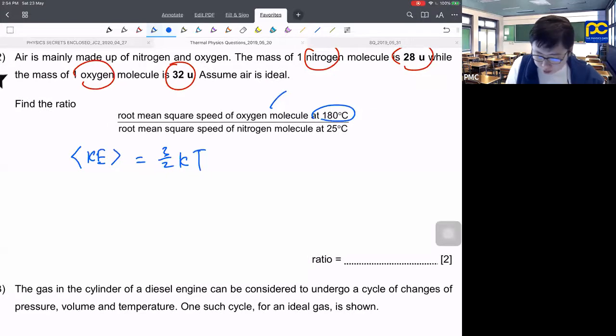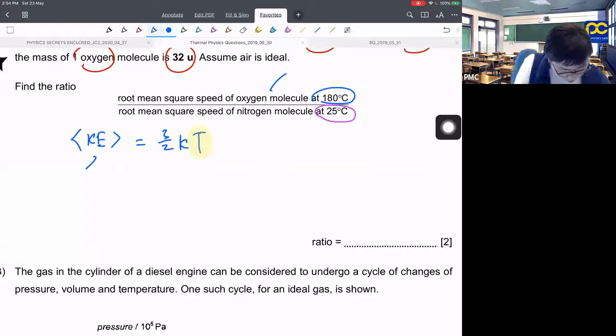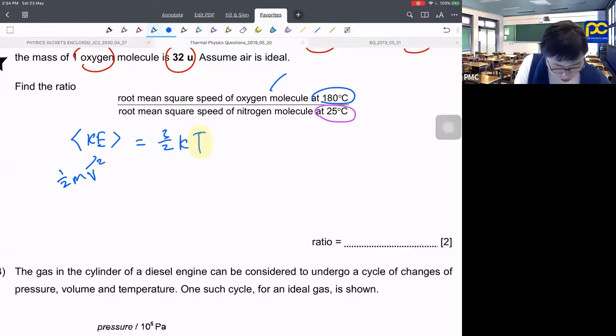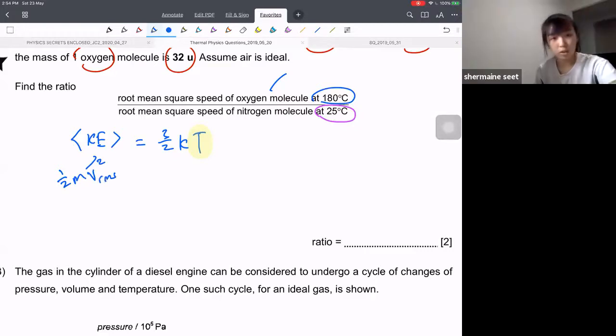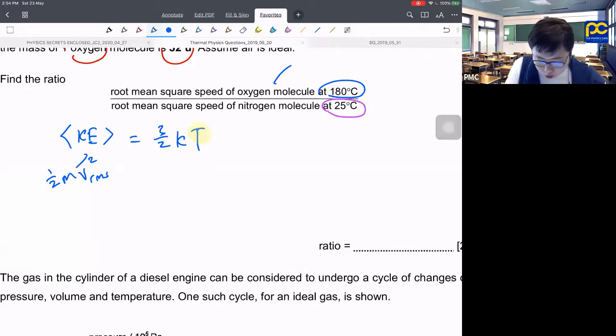And with this, you know that the temperature is actually different. You can see that 180 and 25. Obviously, if temperature is different, I highlight this as a variable. And Charmaine, can you help me replace my KE in terms of root mean square speed? Half mv squared. The v will be the root mean square speed. Correct. Good. Okay. So basically, what is the variable besides the temperature? The speed. That is what you want to find.